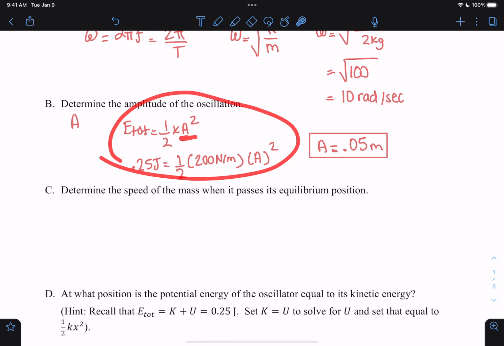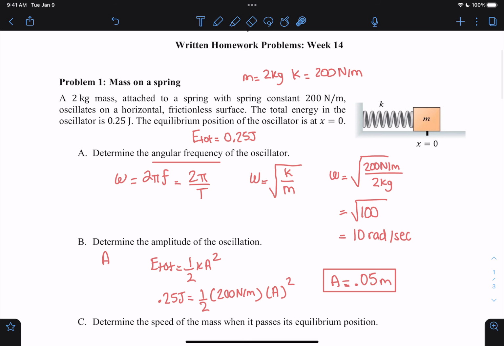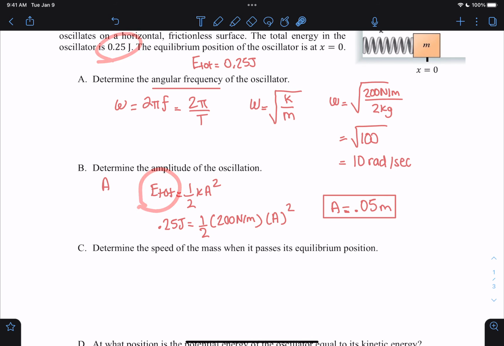You relate the amplitude that you're figuring out to another value that we have given to us. For example, we have that total energy, right? And you know the total energy is equal to 1/2 times your spring constant times your amplitude squared.